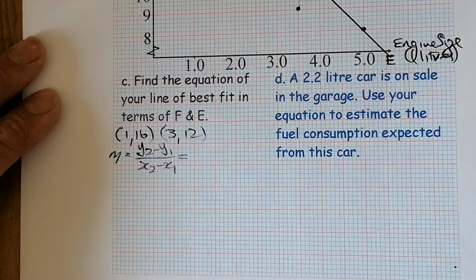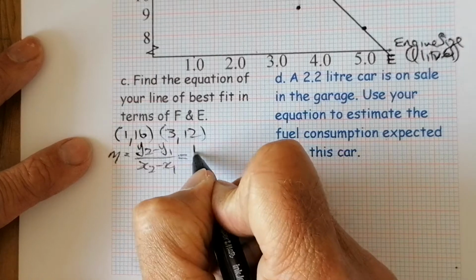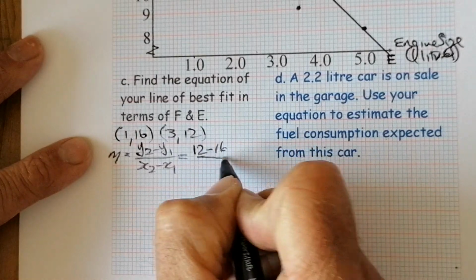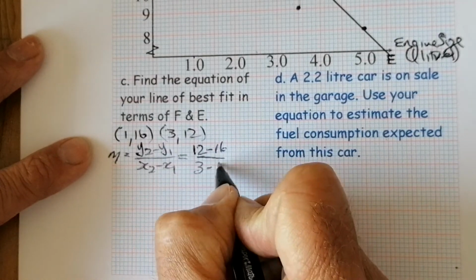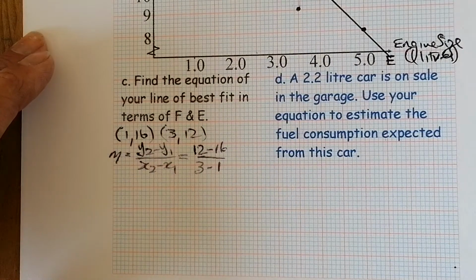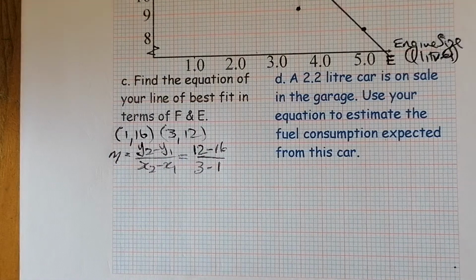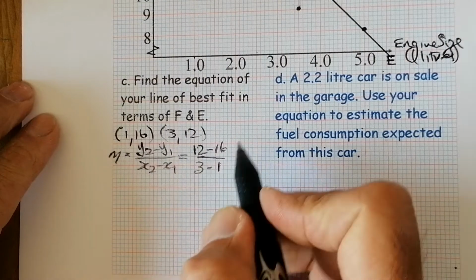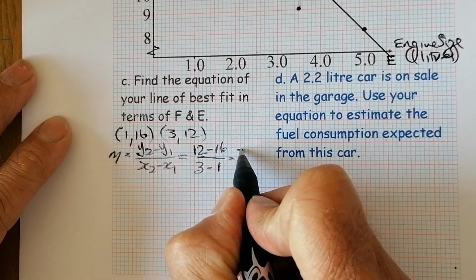Okay, so from there, I'm going to go for 12 take away 16, and I'm going to go 3 take away 1. And we'll see how that one's going to work out. Okay. Right then, so if I've got 12 take away 16, that's going to give me a negative answer.